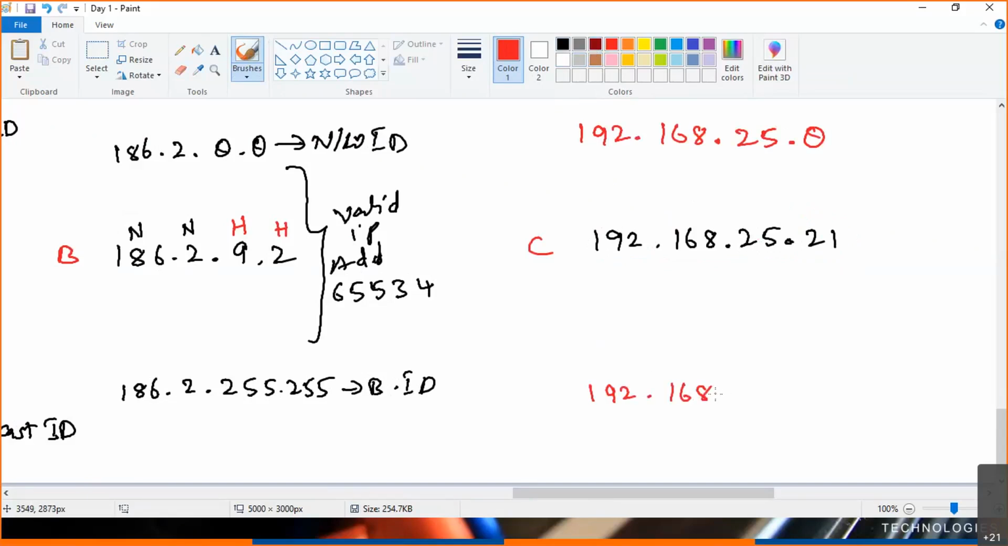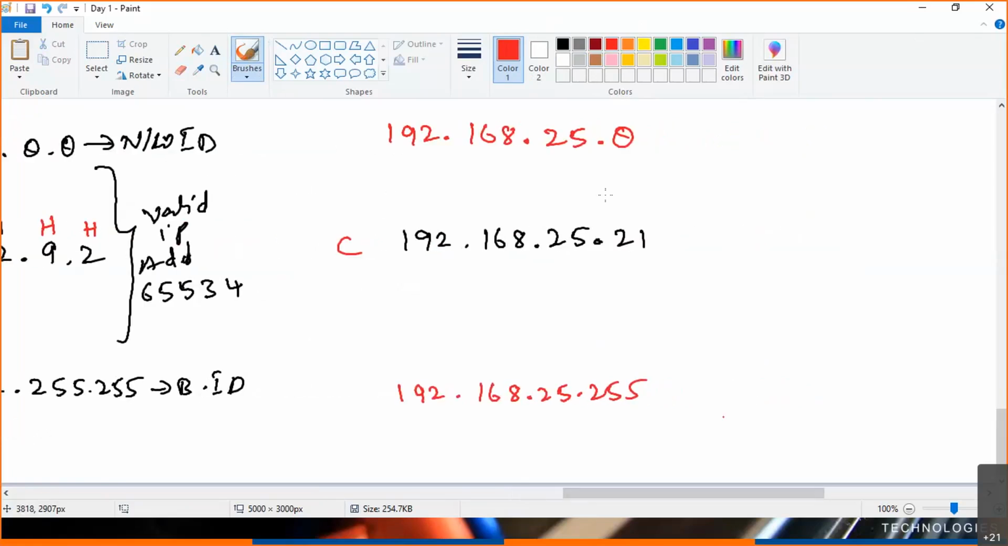192.168... Hello, Balu? Yeah, please. Hello. Yes, can you hear me? Hello. Yeah. Okay. So 168.25.255. Balu, your voice is cracking. Is it for me or for all? It is clear. For me, it's clear.